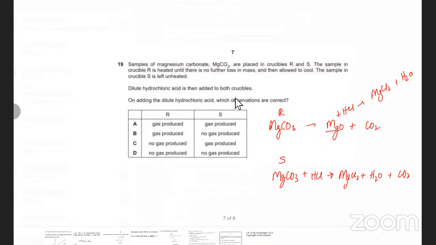So on adding, which observation is correct? In R, a gas is produced. No gas is produced. He's saying on adding hydrochloric acid. The carbon dioxide was produced previously, not on adding hydrochloric acid. So no gas produced in R. Over here, in S, a gas is produced. So it's going to be C, because the question was on adding dilute hydrochloric acid.